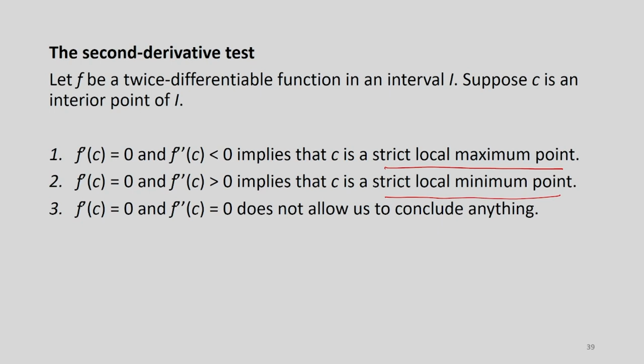And thirdly, if it so happens that f dash of c is equal to 0 and f double dash of c is also equal to 0, then it does not allow us to conclude anything. So, in the third case, we cannot actually identify the local maximum or minimum. In the first two cases, you can see that if these two conditions hold together, then you have a strict local maximum point.